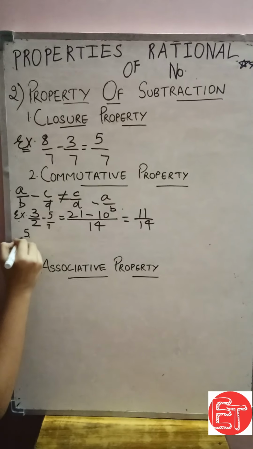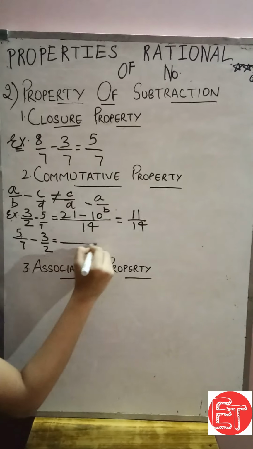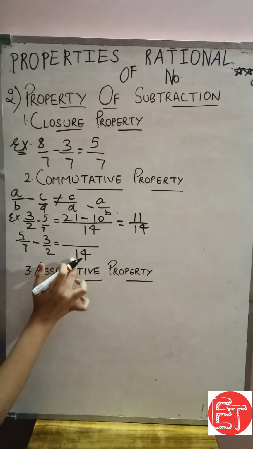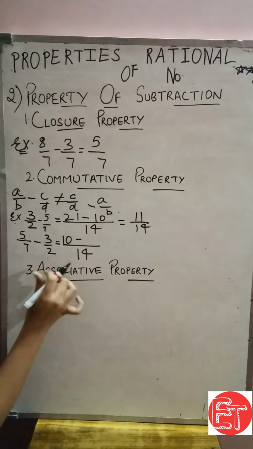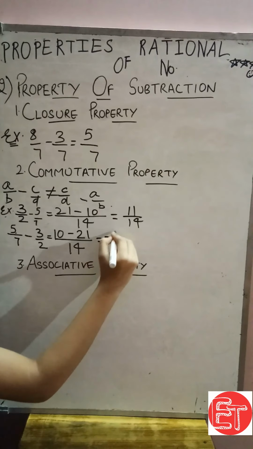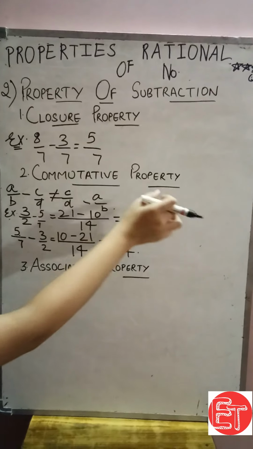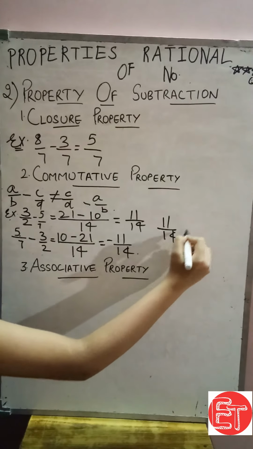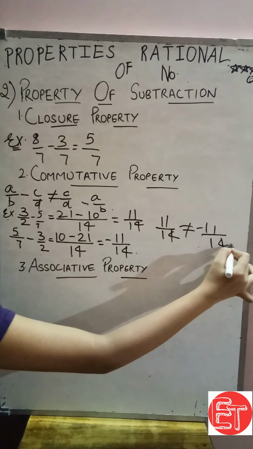5 upon 7 minus 3 upon 2. Now again the LCM of 7 and 2 is 14. 7 2s are 14. 2 into 5 is 10, minus 7 3s are 21. So the answer will be minus 11 upon 14. But if we compare these both, we get 11 upon 14 is not equal to minus 11 upon 14.